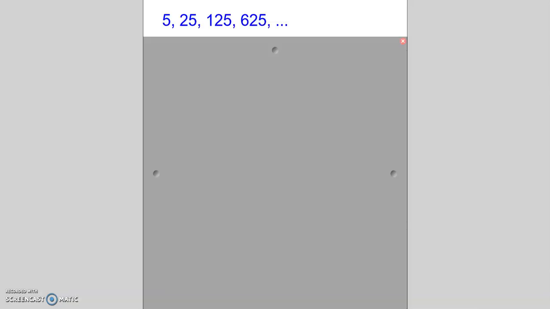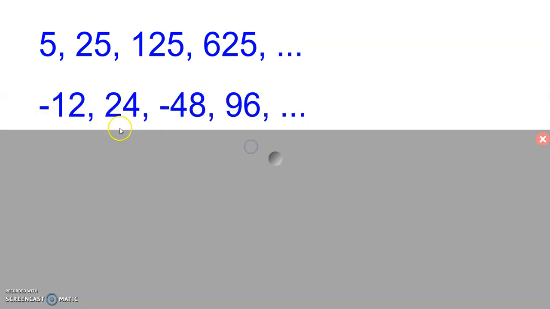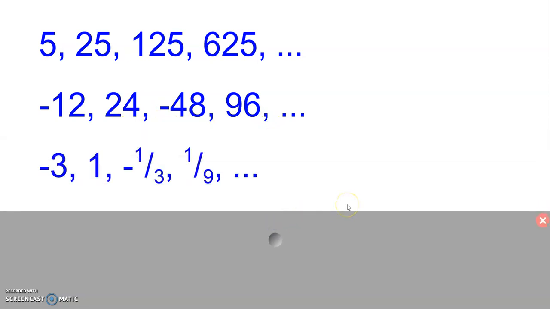So this is an example of a geometric sequence. Can you tell the pattern? Can you tell what's happening? Here's another geometric sequence. And then here's a third one. There is something that all of these have in common, and let's take a look. The pattern in this first sequence is that it goes 5 times bigger with each step. So you can see 5 times 5, and then that times 5, and then that times 5.